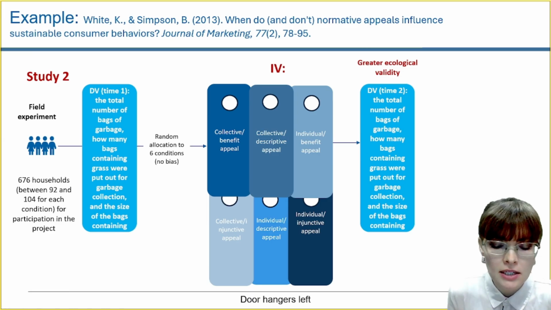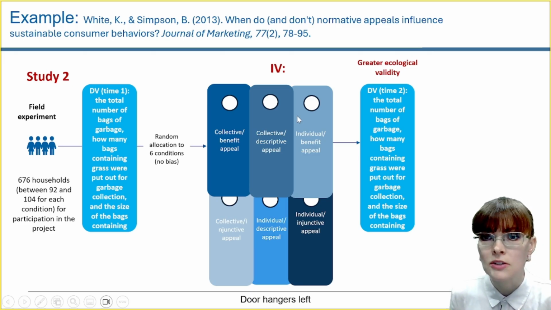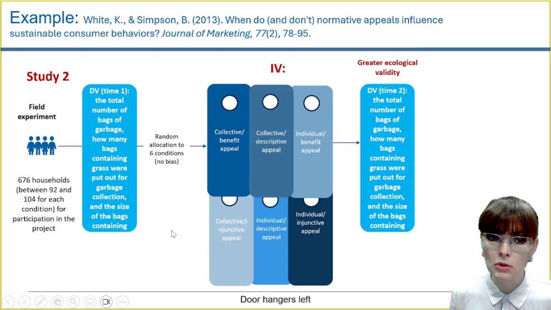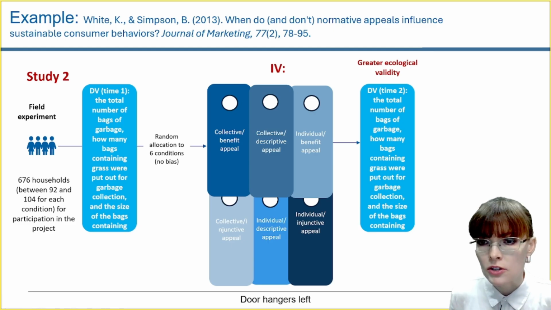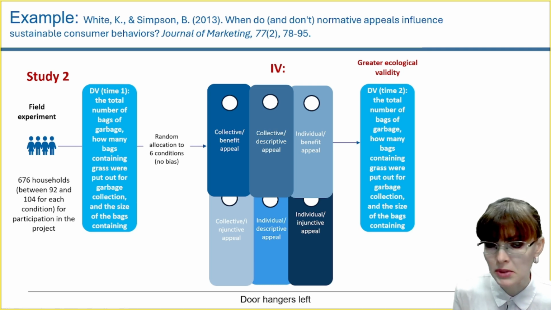But in reality, field experiments may be very challenging, as it may not always be feasible for us as researchers to go and survey every participant who took part in our field experiment. Because if you look at this example, it may be very hard for the researchers to go and try to collect questionnaires from 676 households. Why would that be the case?